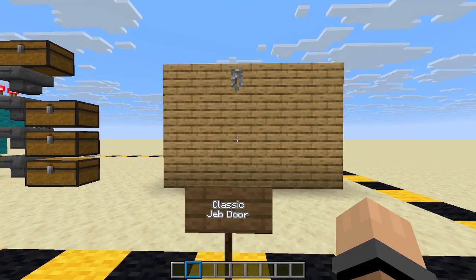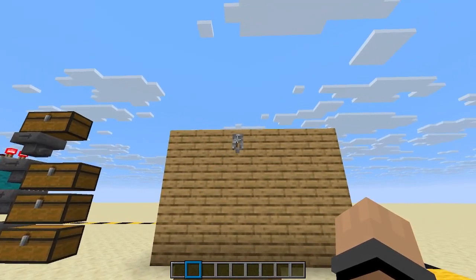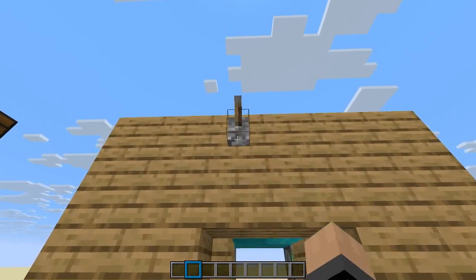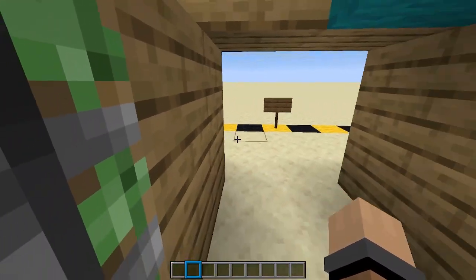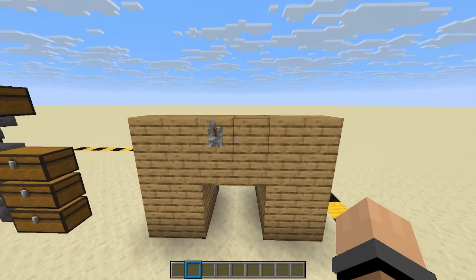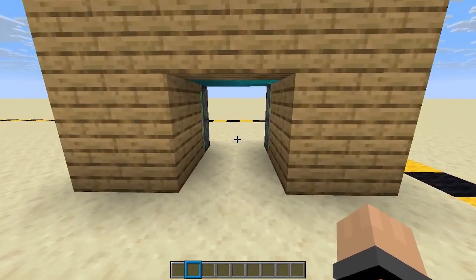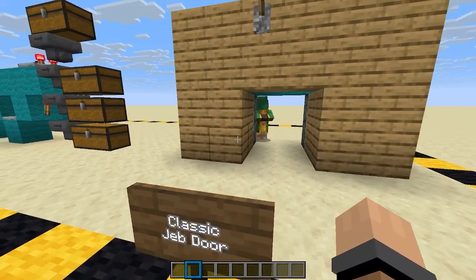Alright, now this next one is, as far as I'm aware, given to us directly from Minecraft themselves. And this is the classic Jeb door. Now I know what you're thinking. This is just a wall with a lever on. But when I flick it, the door opens up and it is a flush door. This is great for hidden bases and the like. And what I typically do is I have the activation somewhere off to the side or away from it.